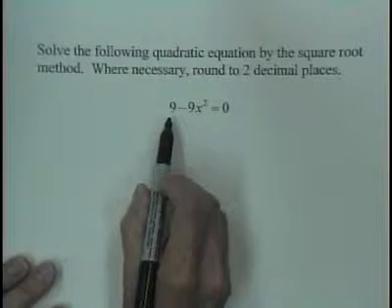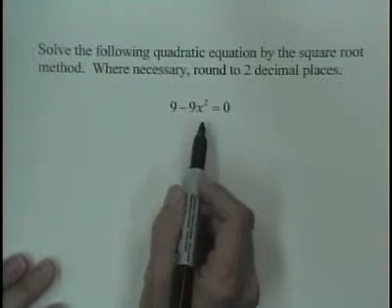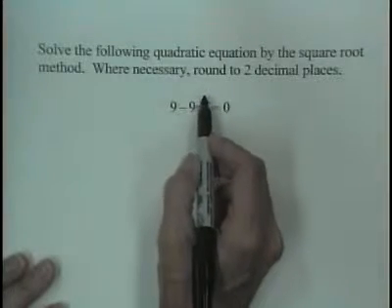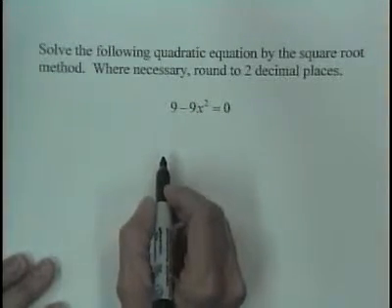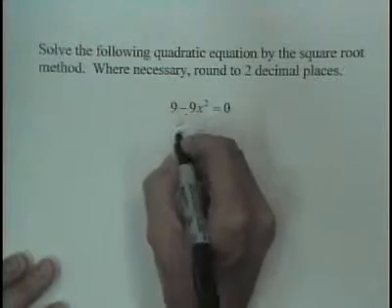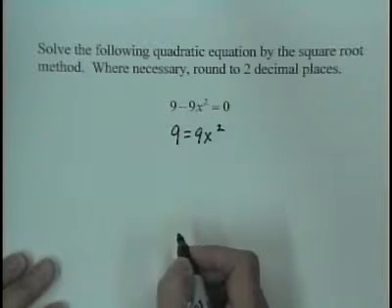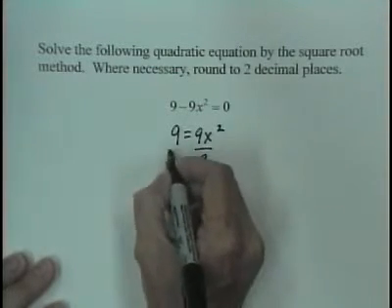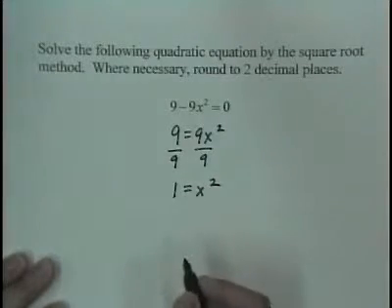We want to solve 9 minus 9x squared by the square root method. We need to manipulate the equation and get the squared term by itself before we take the square root of each side. I'm going to add 9x squared to each side of the equation. Then I'll divide by 9, and I'll get 1 equals x squared.